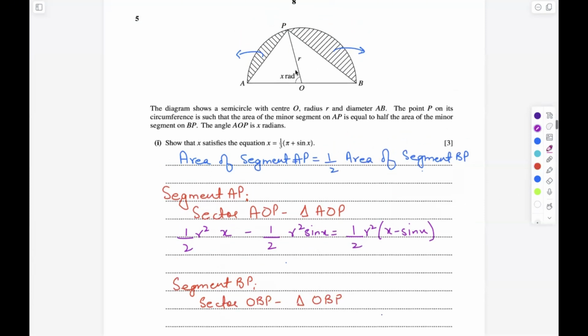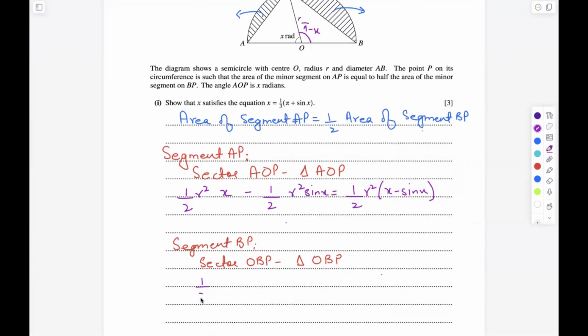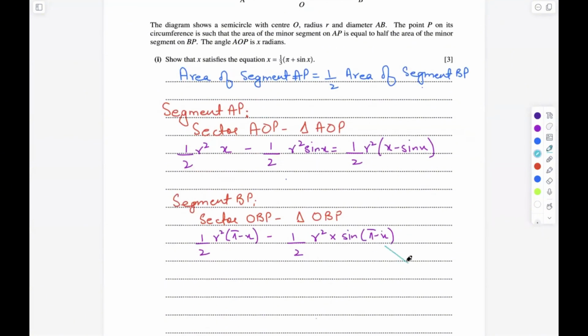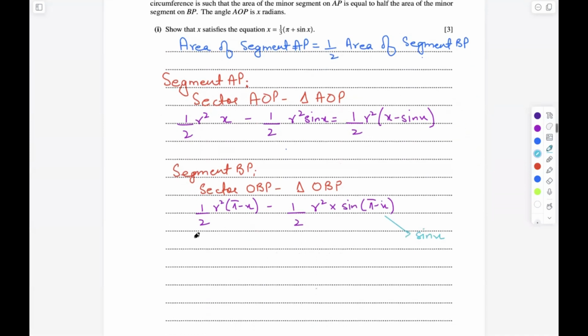Now in this case, as this angle is x, this angle will become pi minus x, as the angle on a straight line is 180 degrees, or in radians it is pi. So this will become 1 upon 2 r squared into pi minus x, and then we'll subtract the area of the triangle, which is half into r squared into sine of pi minus x. Now we know that sine of x and sine of 180 minus x are the same, so sine of pi minus x will be the same as sine of x. So we can take half r squared common and write it as pi minus x minus sine of x.